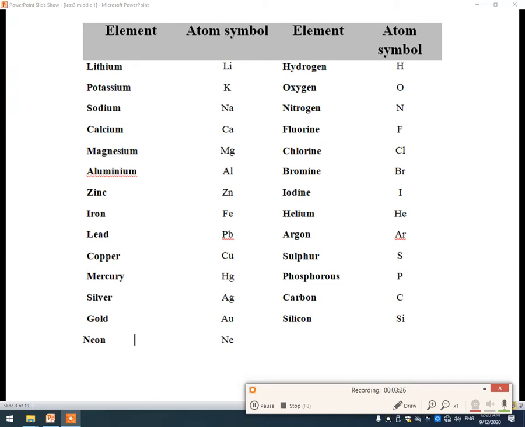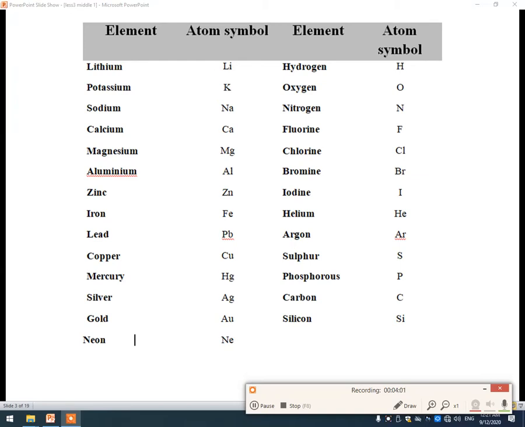Next, magnesium. Magnesium will be Mg, capital M and small g, which comes from the original name magnesium. Next, aluminium. Its atom symbol will be Al, capital A and small l, which comes from the original name aluminium. Next, zinc. Its atom symbol will be Zn, not Z only, but capital Z and small n.